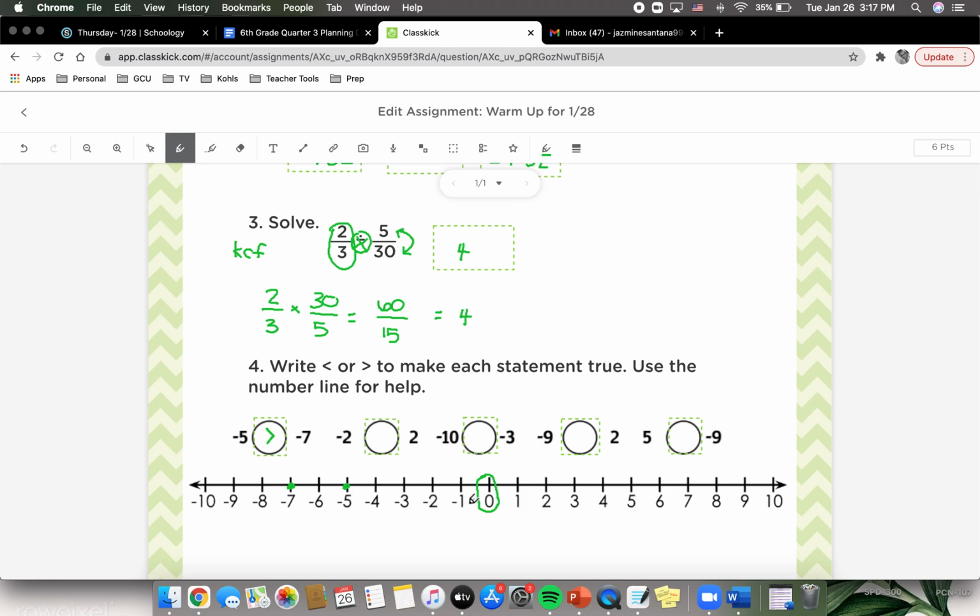Moving on to -2 and +2, we want to know which one is greater. We have -2 right here and +2 right here. It's always better to be positive in money than to be in debt in money. So we are going to represent that -2 is less than +2.